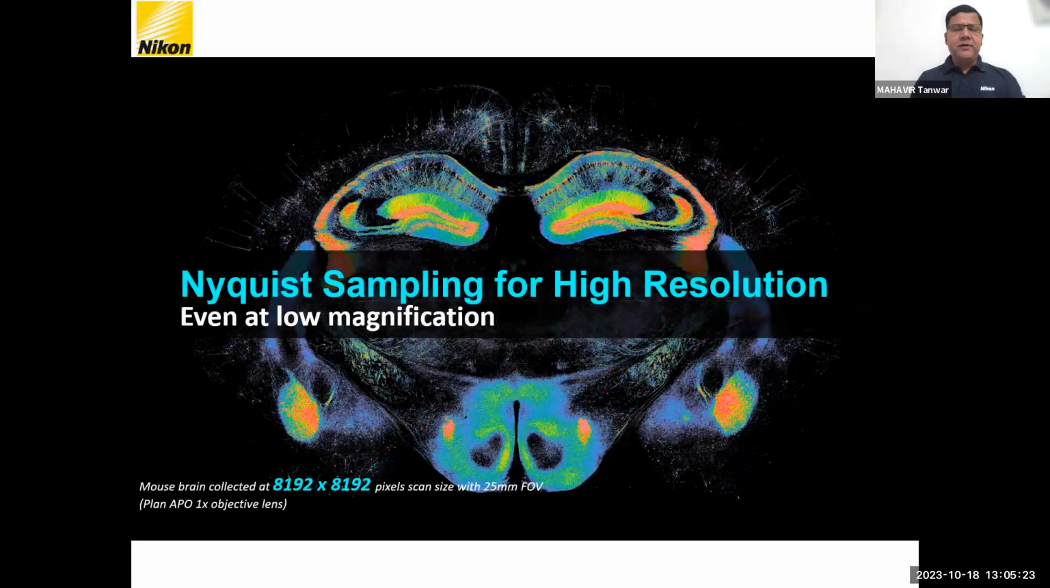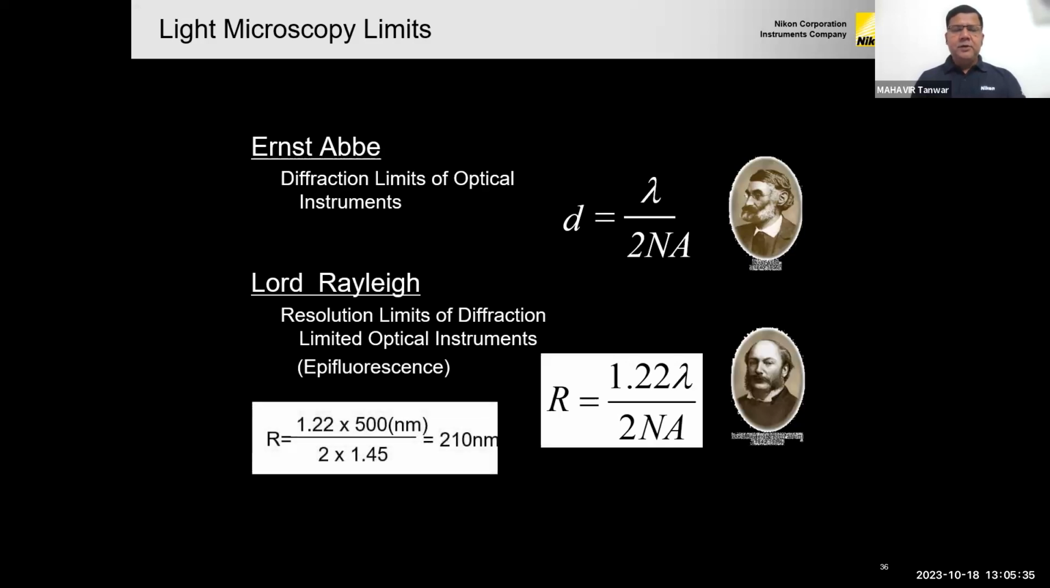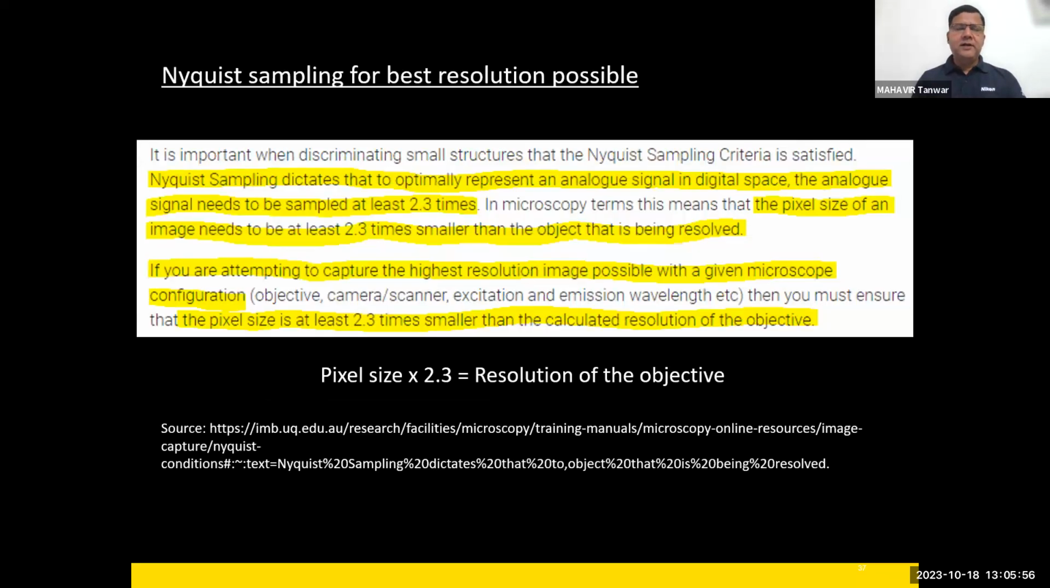Now, Nyquist sampling for high resolution capability. Basically, when we talk about how to measure the resolution, this is the formula. R is basically the resolution: 1.22 multiplied by wavelength divided by 2 NA. NA is the numerical aperture of the objective, and that's how you can calculate the resolution of the optical microscope. We'll come back to resolution when we come to super resolution.